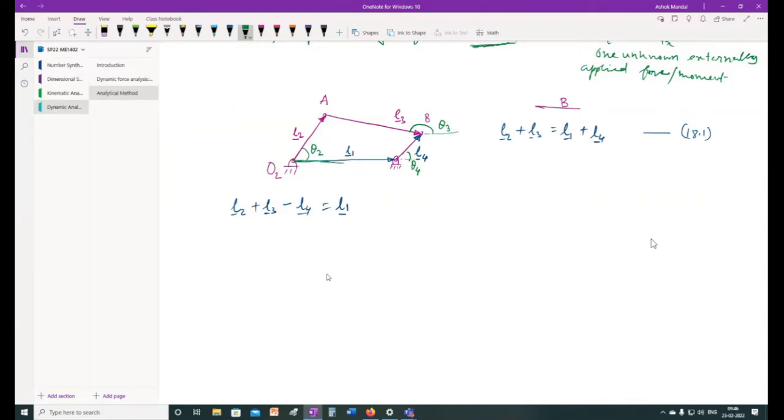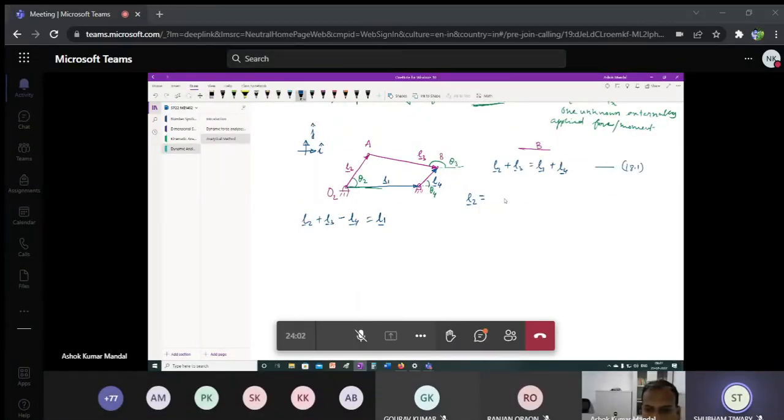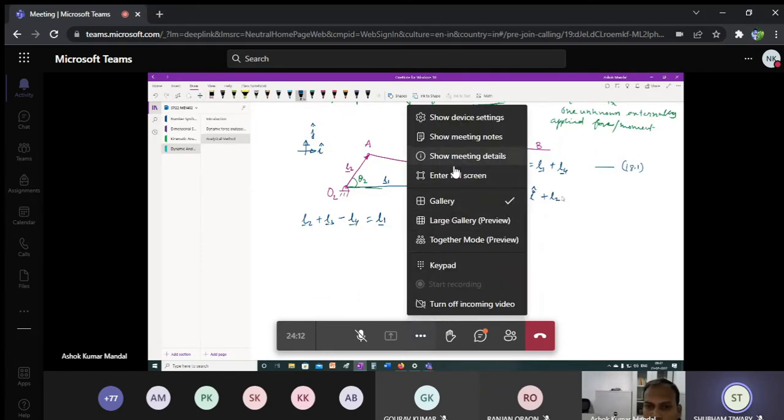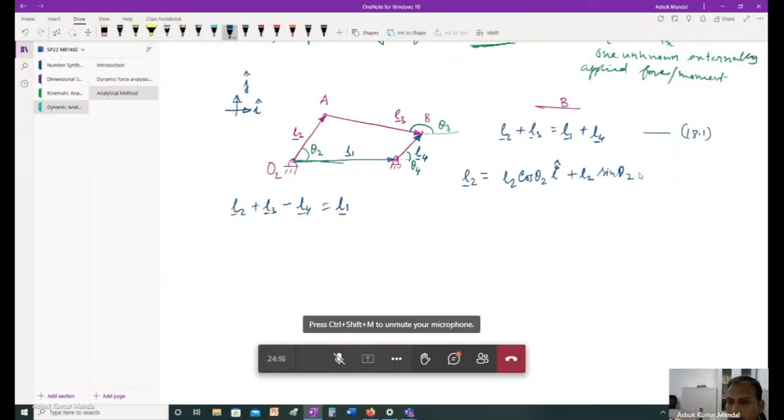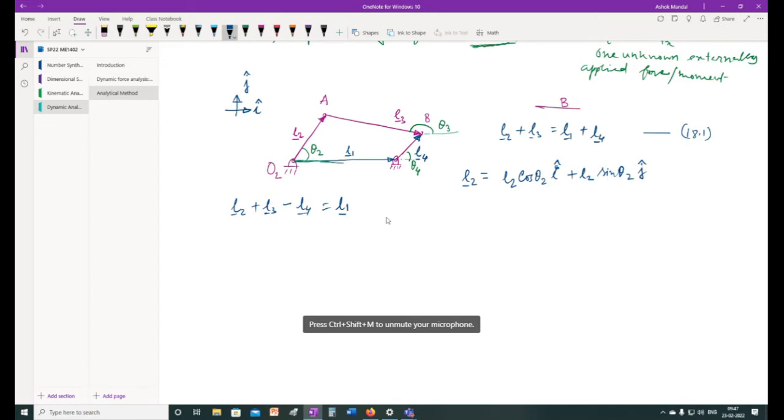Okay, if it is so, then this L2 vector can be written as, if we take this direction unit vector j and this direction unit vector i, so you have L2 cos theta 2 in the i direction plus L2 sin theta 2 in the j direction. Is it fine? Yes, sir. Yes, sir. Yes, sir.